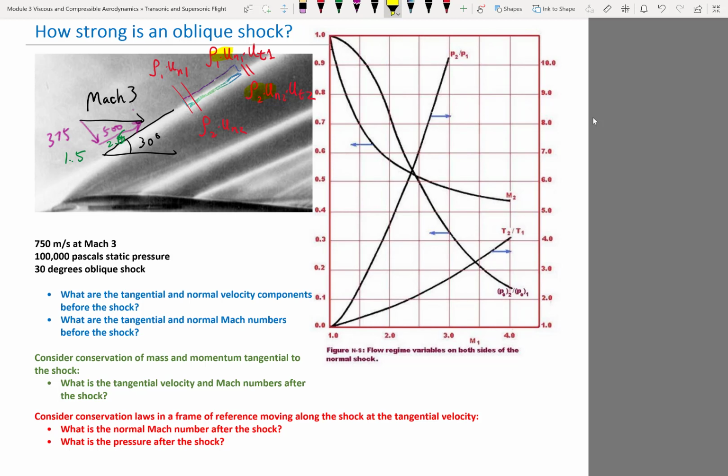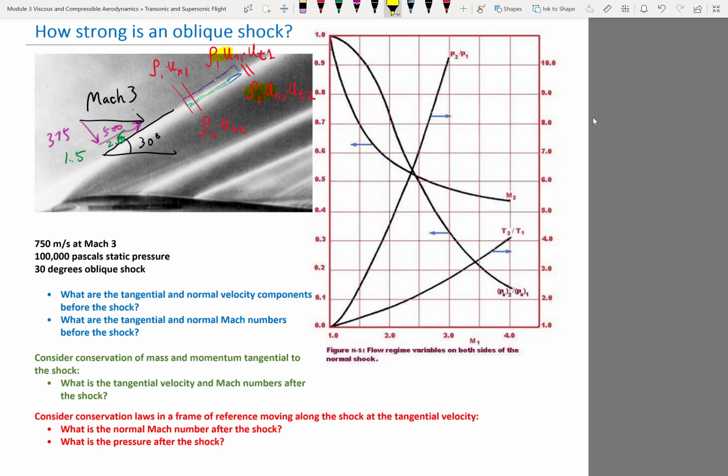Oh yeah, how I read that in the table. So basically, there are 4 lines, right? And this line and this line refers to the left coordinates, and this line refers to the right coordinates, right? So when you look up P2 over P1, it is this line, so you refer to the right. And the x-axis is the M1, which is the Mach number before the shock. And if you have an oblique shock, it's the normal component of the Mach number upstream of the shock.